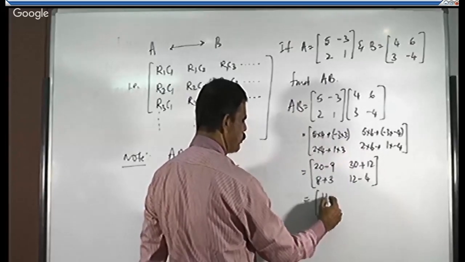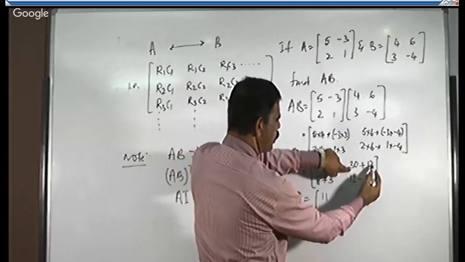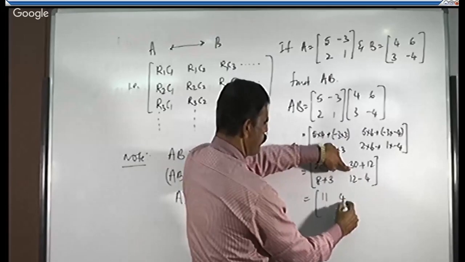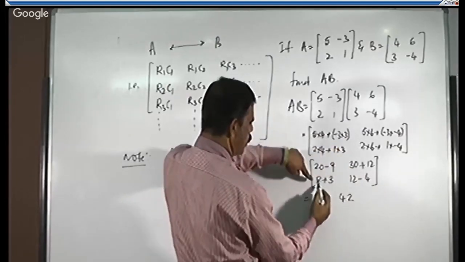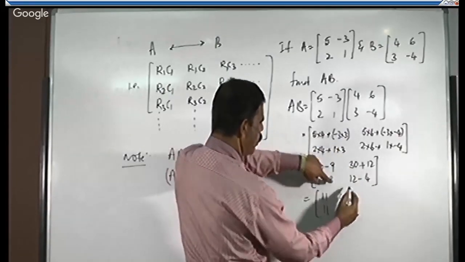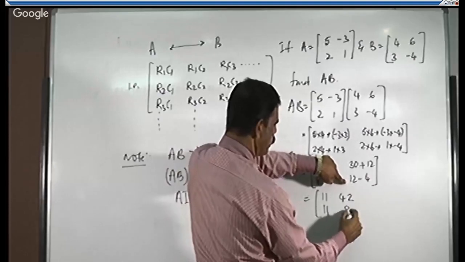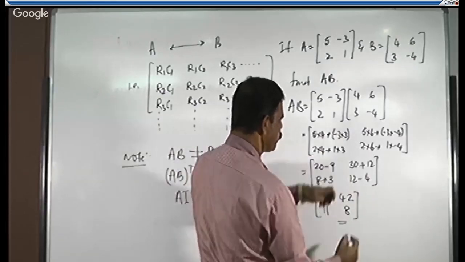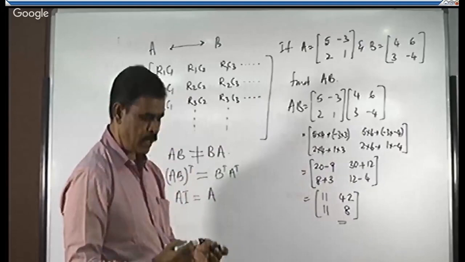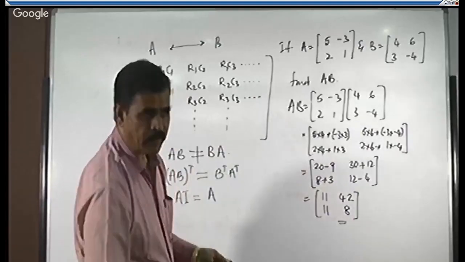20 minus 9, it is 11. 30 plus 12, it is 42. 8 plus 3, it is 11. 12 minus 4, it is 8. This is A plus B. We got the multiplication. It is what?